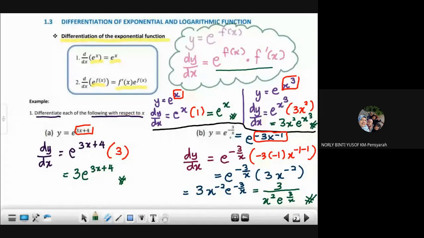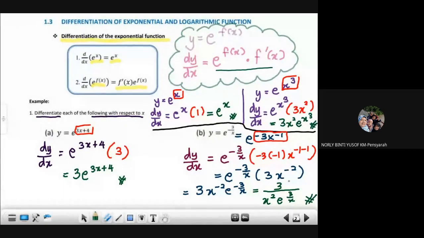So reciprocal tu kena naikkan as negative power so that you can differentiate. Then you differentiate the exponential, you must write the original equation. Jangan tulis pula E negative 3x negative 1. You write the original equation but you differentiate the power of function of exponential yang you dah naikkan power of negative 1. Ini detail lah. Tapi in class you terus keluar 3x power of negative 2.